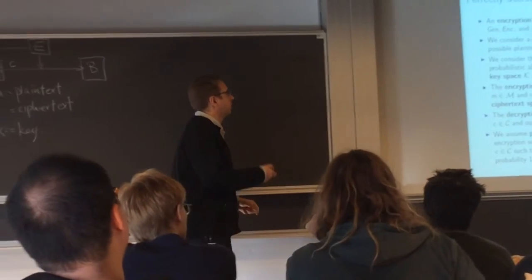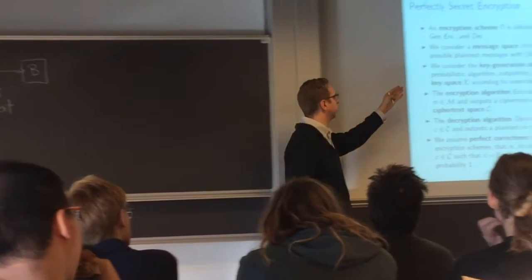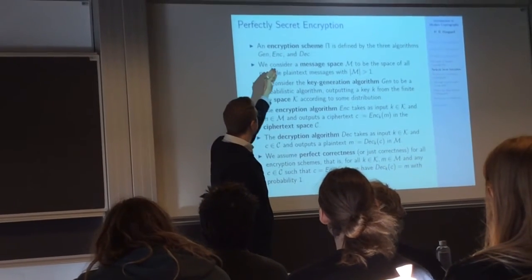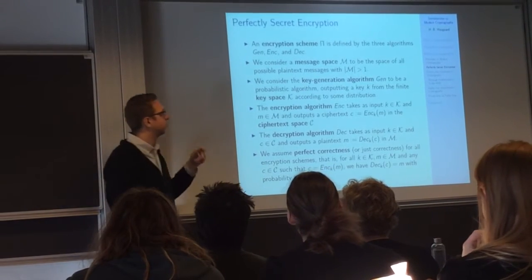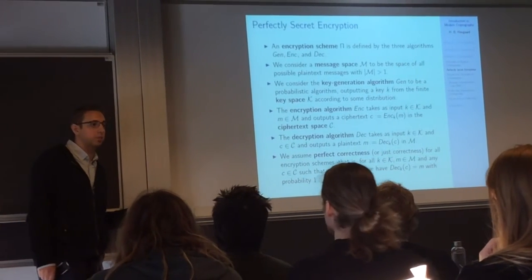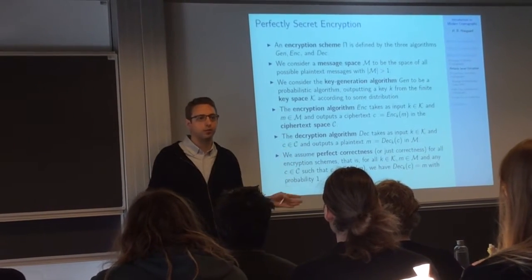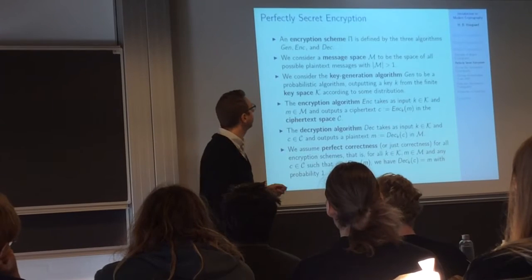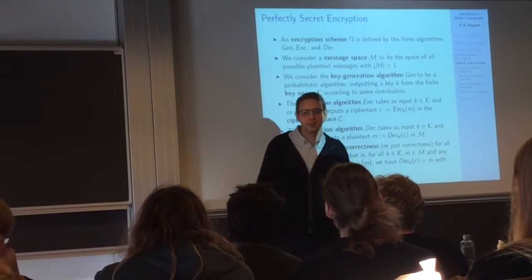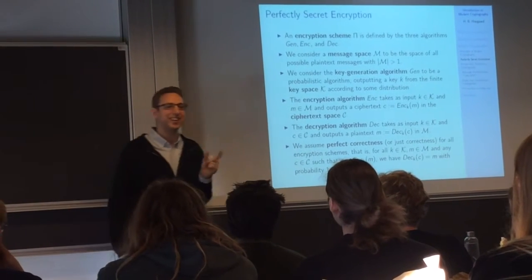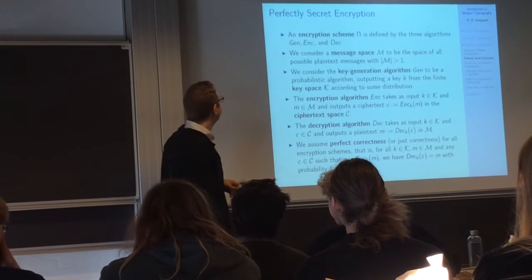But let's see, we define an encryption scheme to be this Pi, using these 3 algorithms: the generator, encryption, and decryption. We start with the message space M, the space of all possible messages. So think every combination of words in the English dictionary. And we say it has to be strictly greater than 1, because if there's only one message, there's not really anything to work on. You can just guess the message.